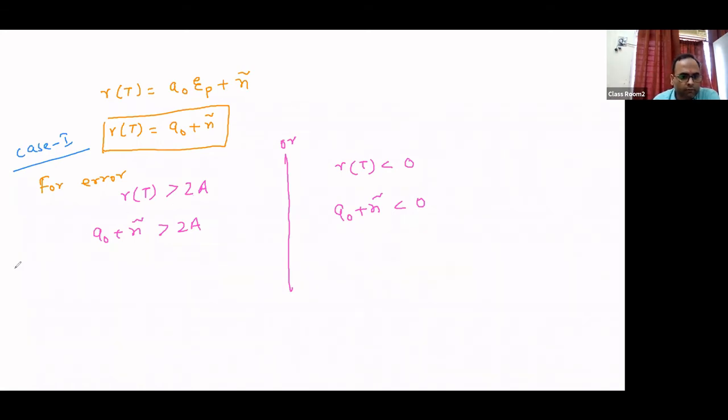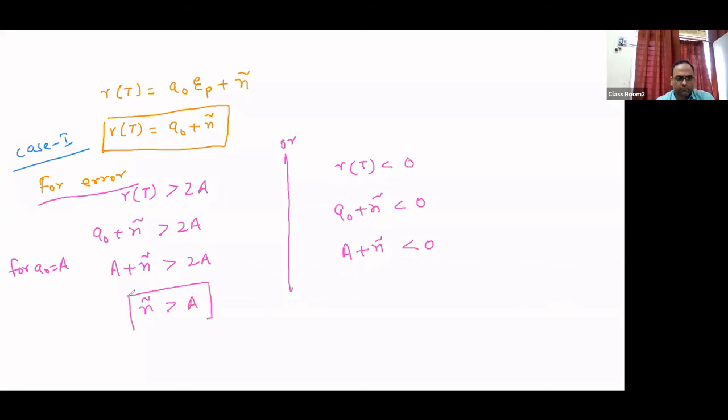So write down, for A naught is equal to A, the value of A naught will be A, plus N tilde should be greater than 2A, or A plus N tilde should be less than 0. This is for error. What it means is that N tilde should be greater than A, or N tilde should be less than minus A.